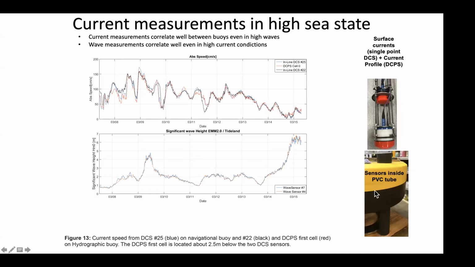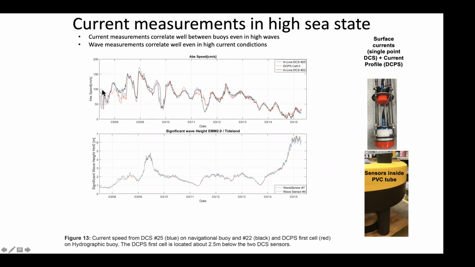This is from several buoys which were deployed in parallel. We have the same system here: surface currents measured by a single point sensor, and then currents below the buoy going down to deeper depths with the profiling sensor placed one above the other and placed inside this PVC tube for protection. And we can see here during this period, we have wave heights measured with 2 wave sensors on 2 buoys, 2 motor sensors going from 1 meter wave height up to 7 meter wave height here.